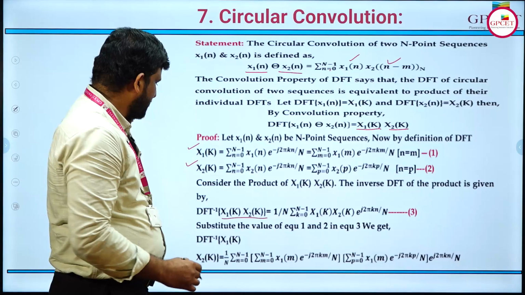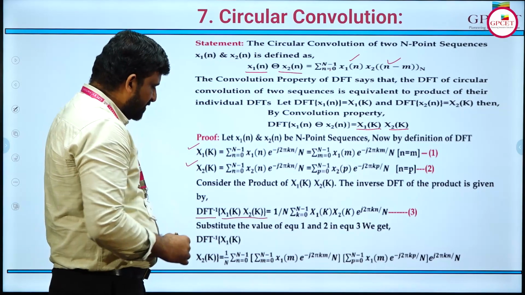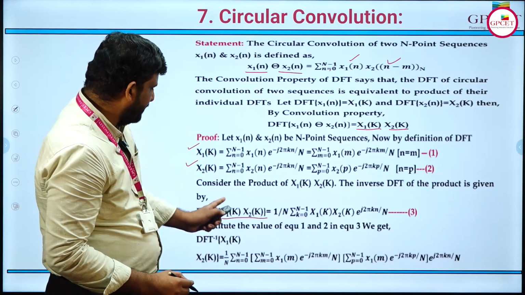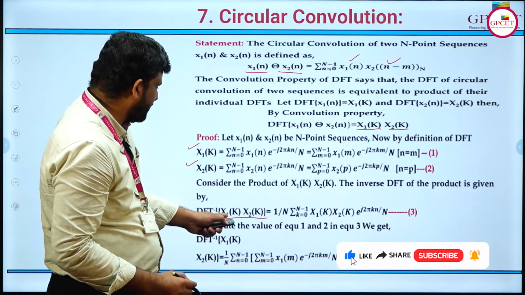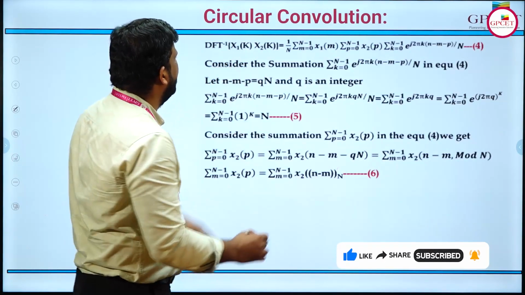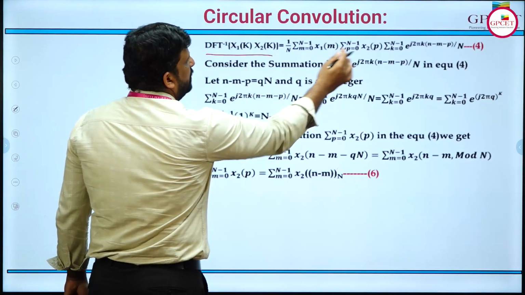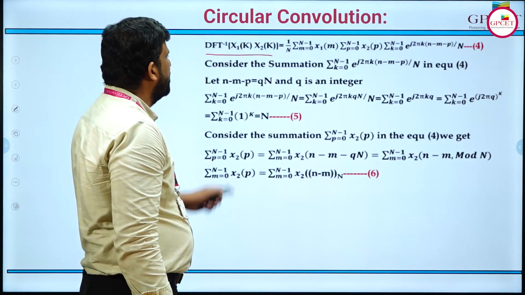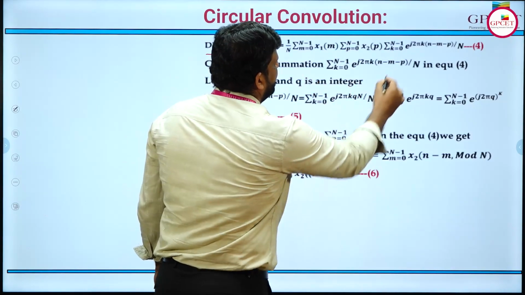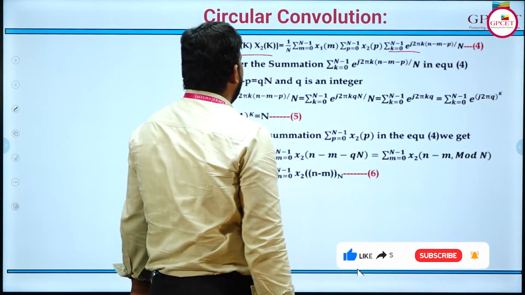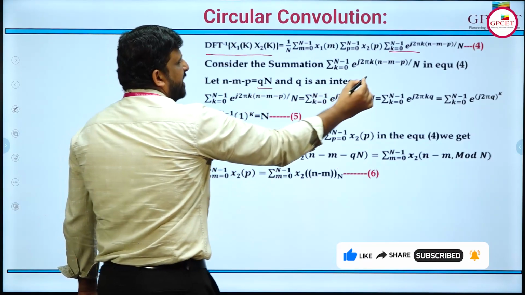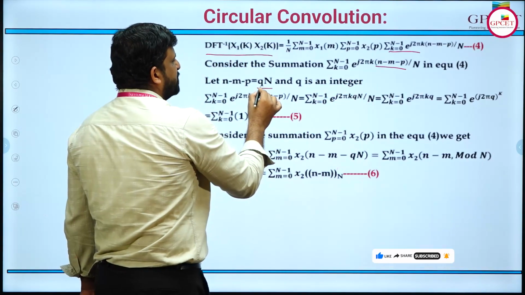So with 1 by N, here DFT inverse. So substituting the DFT inverse, X1 of k, X2 of k is equal to, I'm substituting the value of X1 of k in this particular equation. Similarly, substituting the value of X2 of k, overall I'm going to get the DFT inverse of X1 of k X2 of k is equal to, this is the product, which is the fourth equation. So here I'm considering the summation k is equal to 0 to N minus 1. Instead of n minus m minus p, I'm writing qN, I'm substituting it with qN.